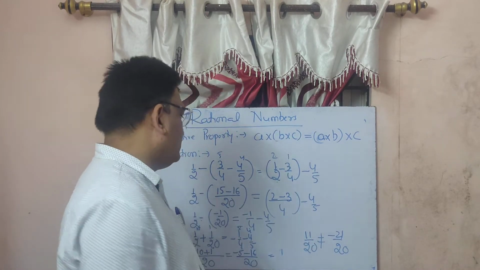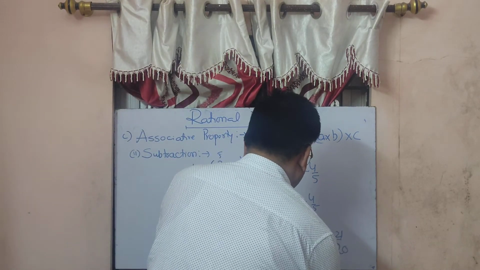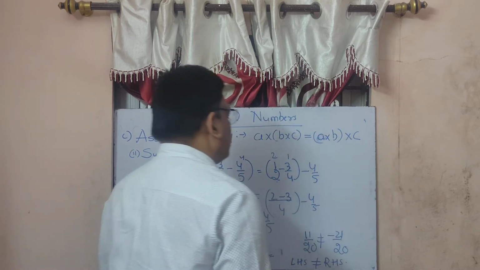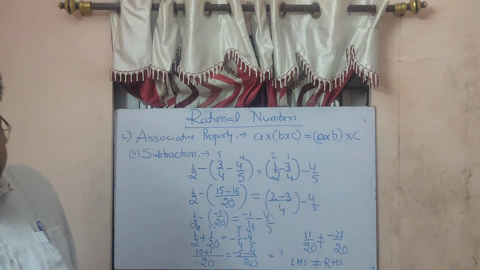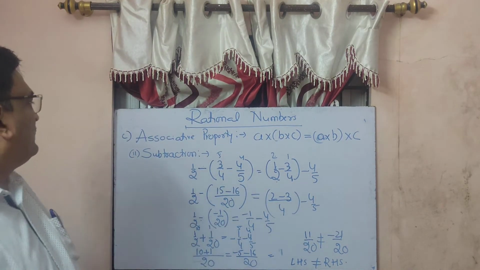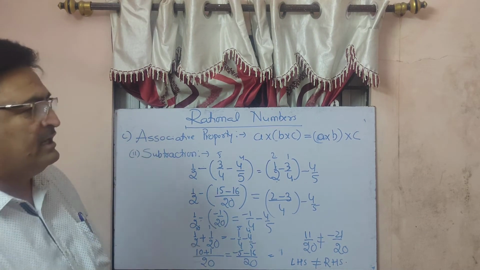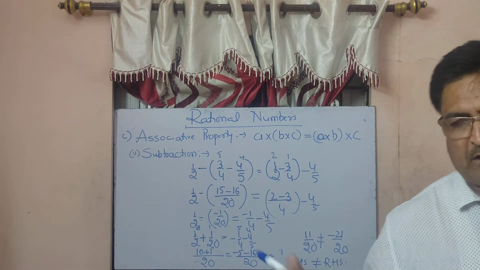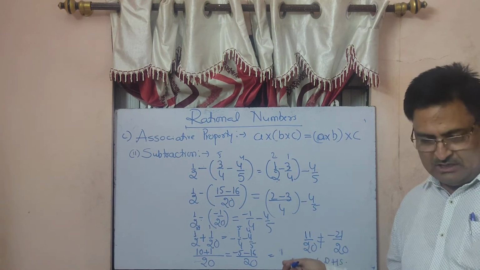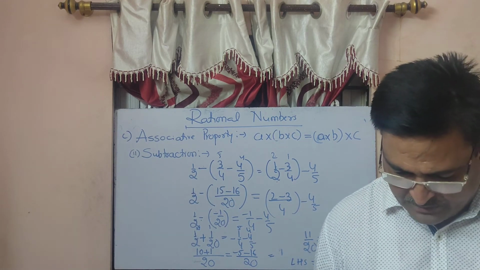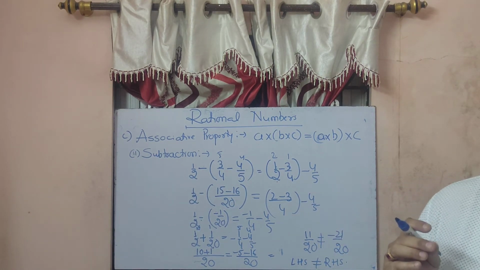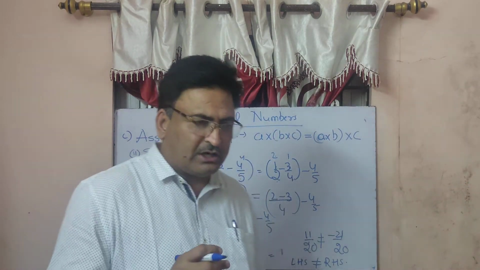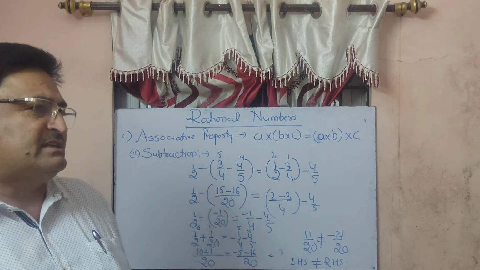LHS is not equal to RHS. So what do we have to write now? What is the property now? Associative property. Associative property does not exist for subtraction. Subtraction is not associative. You can say subtraction is not associative for rational numbers.